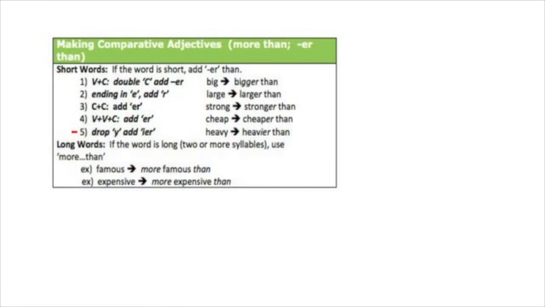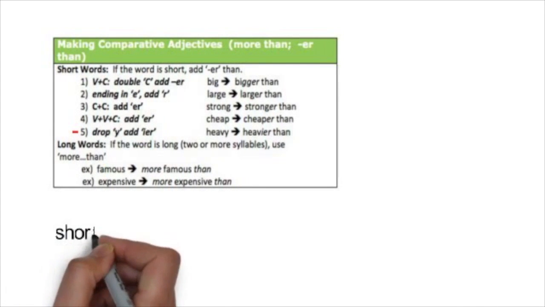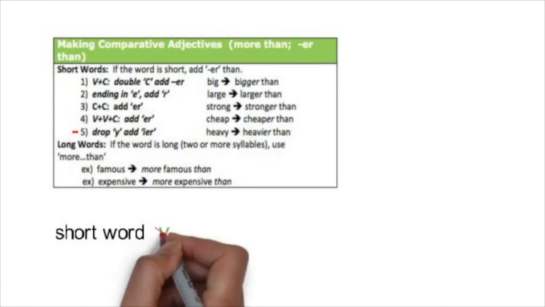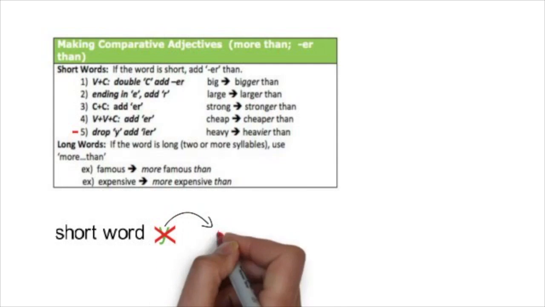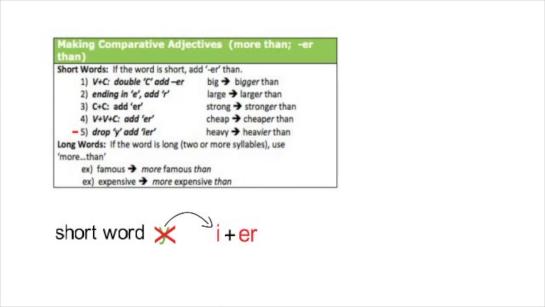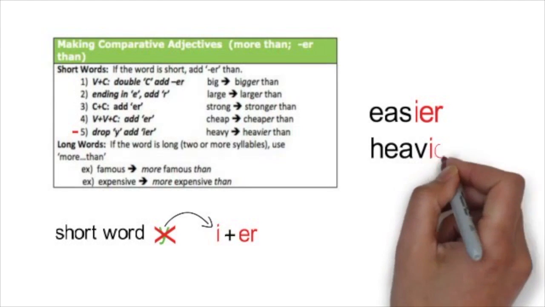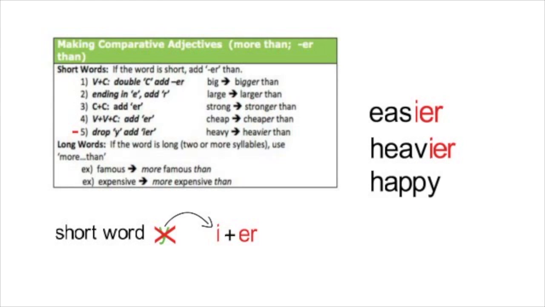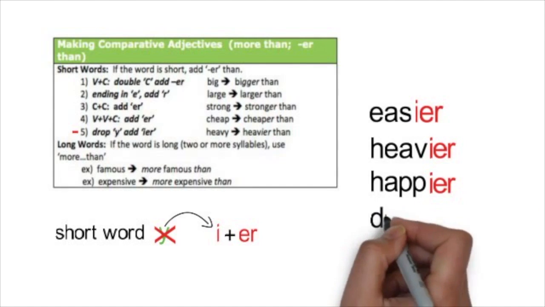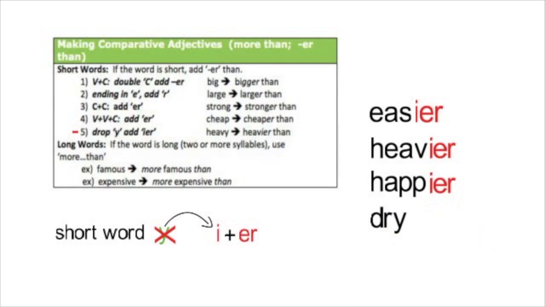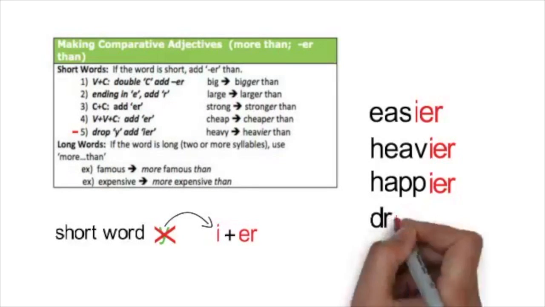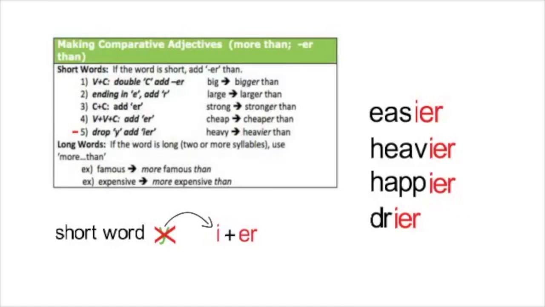Rule 5. For short words that end in Y, we need to take away the Y and add IER. So easy becomes easier, heavy becomes heavier, and happy becomes happier. Can you try this one? Dry becomes... Yes, dry becomes drier.